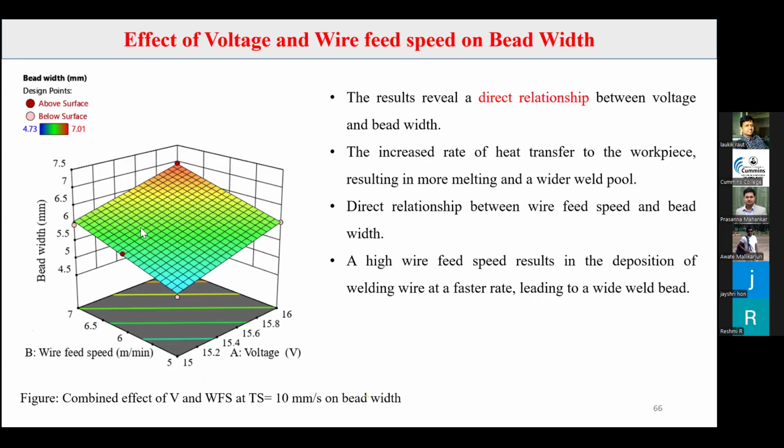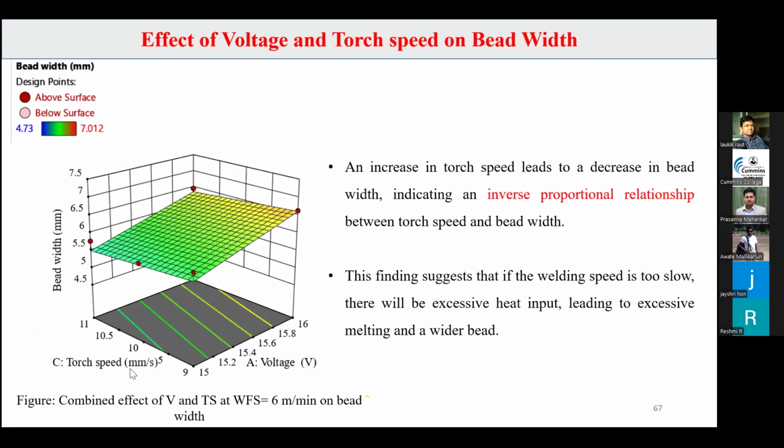Then I have studied the combined effect of voltage and wire feed speed over the bead width by keeping torque speed constant. Here you can see, as we increase the voltage, the width increases because more material is deposited. Again, as we increase the wire feed speed, the bead width increases. Then this is the combined effect of voltage and torque speed. As we increase the torque speed, the bead width decreases. So there is an inverse relationship with torque speed and a direct relationship between voltage and bead width.